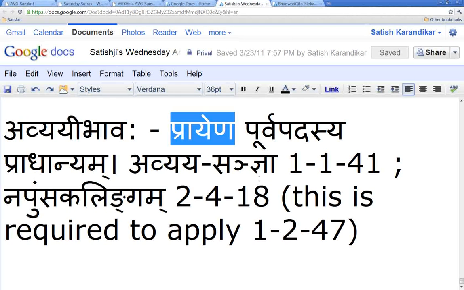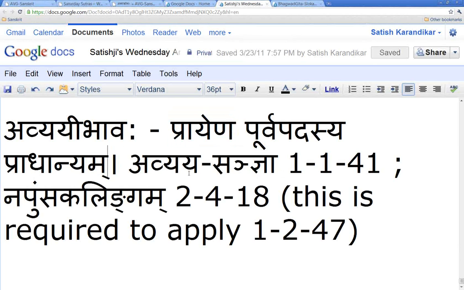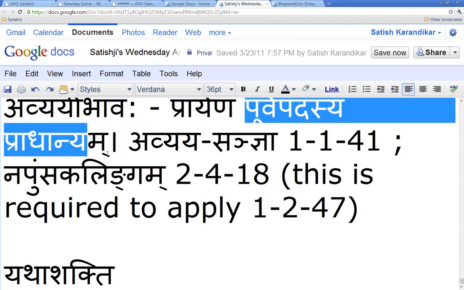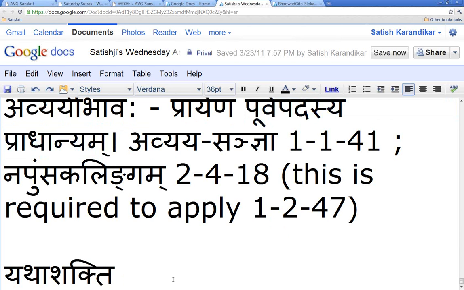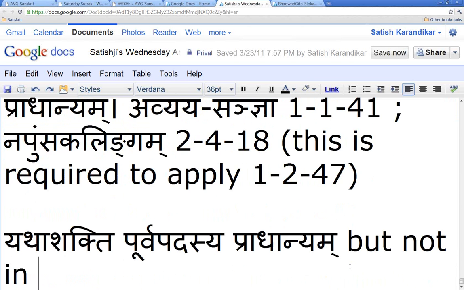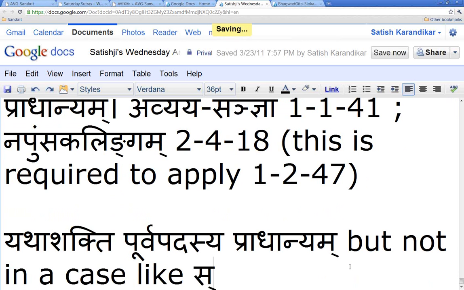So maybe I'll put the example. Purapadasya Pradhanyam. So make it Yatha Shakti, for example, here. Yatha Shakti. So this one is fine. That will give Purapadasya Pradhanyam, Yatha Shakti, but not in a case like... anyway, right now we're looking at only general ideas, so don't worry about these exceptional cases.